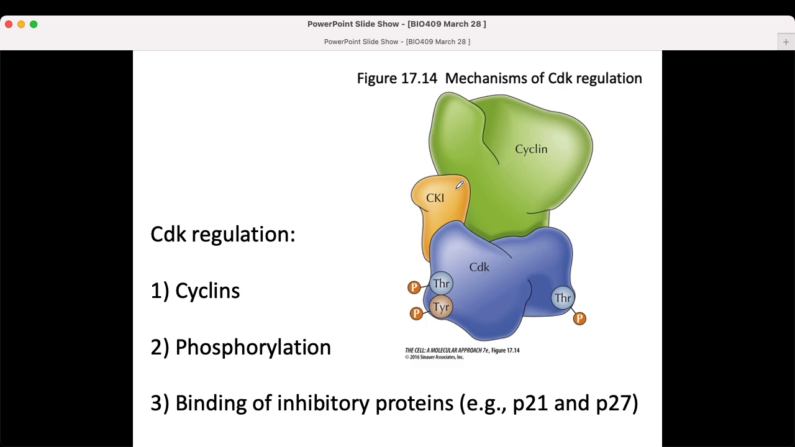And so for this CDK entry into mitosis, the story here is going to be this. There are really no inhibitory proteins that are going to play a role. So it's going to be a simpler story. Then the cyclins build up in G2. There's plenty of cyclins. That's not the regulator. The regulator is going to be these phosphates.